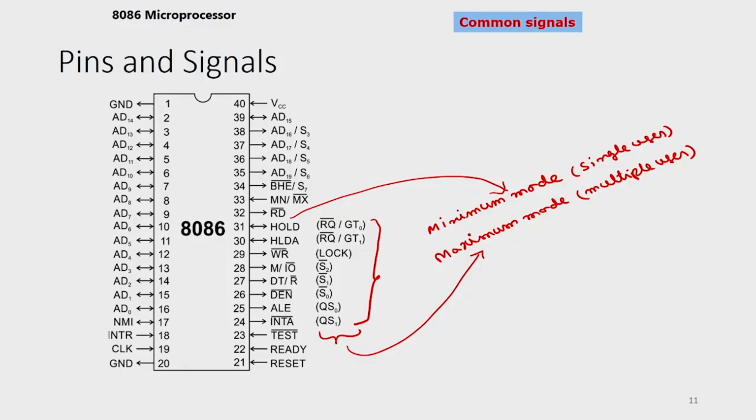The functions of each pin, most of the signals we have already discussed, like NMI, INTR, reset, hold acknowledge. Whichever signals we have missed, we will discuss in the next class. After that we will go for the instructions of 8086.